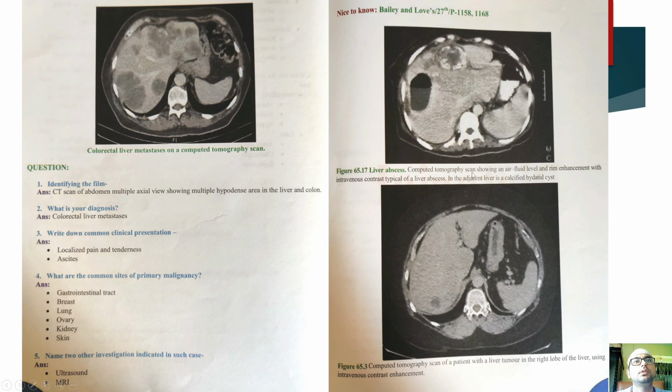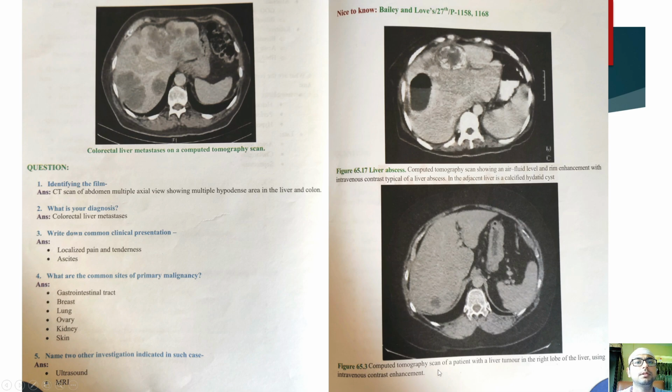So you can see the computed tomography shows an air fluid level and rim enhancement with intravenous contrast, typical of liver abscess. Here you can see this is the abscess, and it has an air fluid level. That is the air, that is the fluid level. So, air fluid level with rim enhancement, a sac-like structure within, and it has a wall, and a space occupying rim-like enhanced lesion present in the liver. So liver abscess.